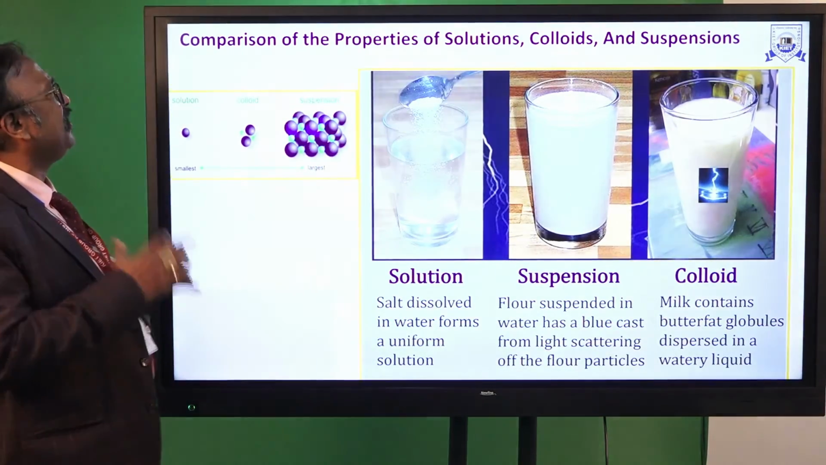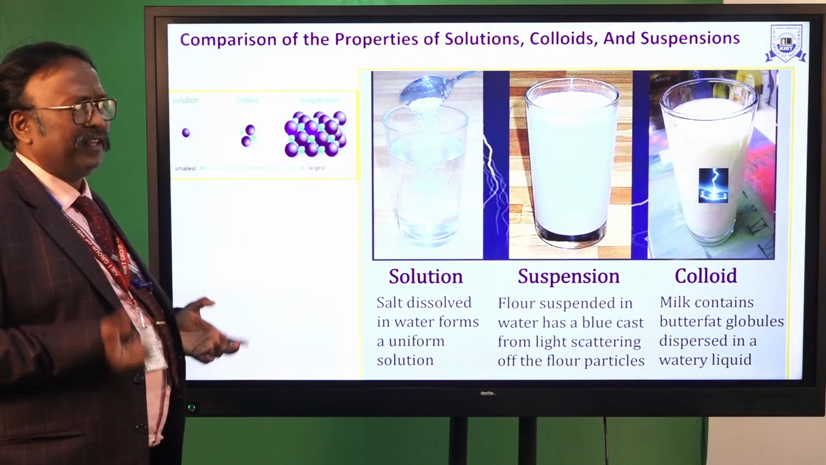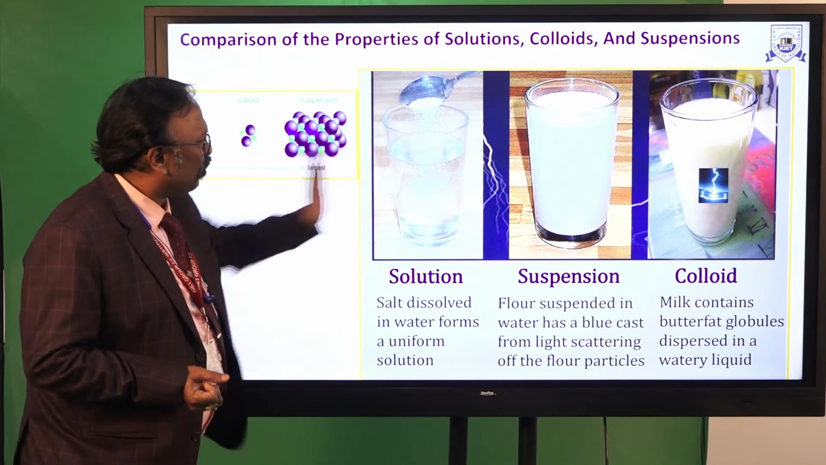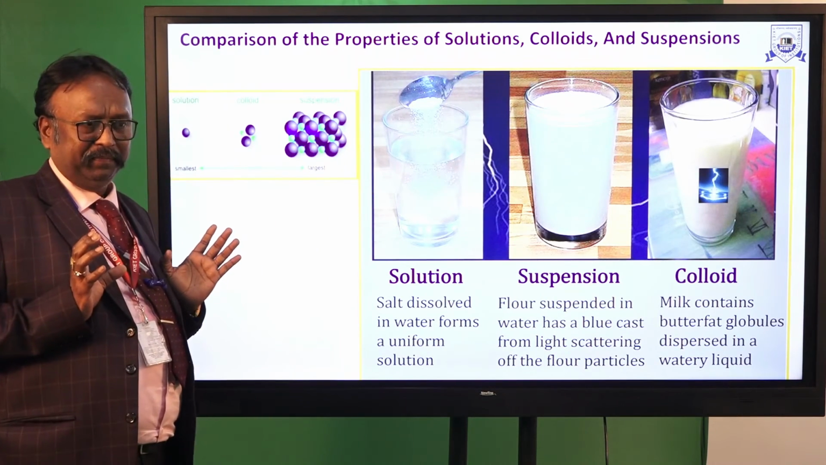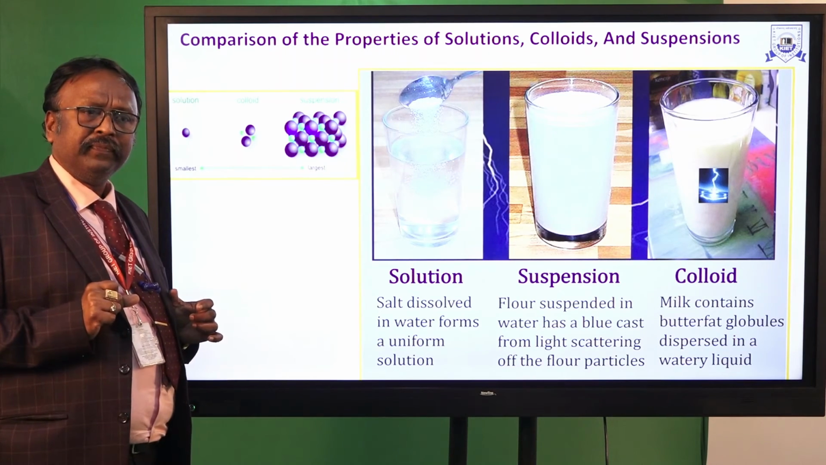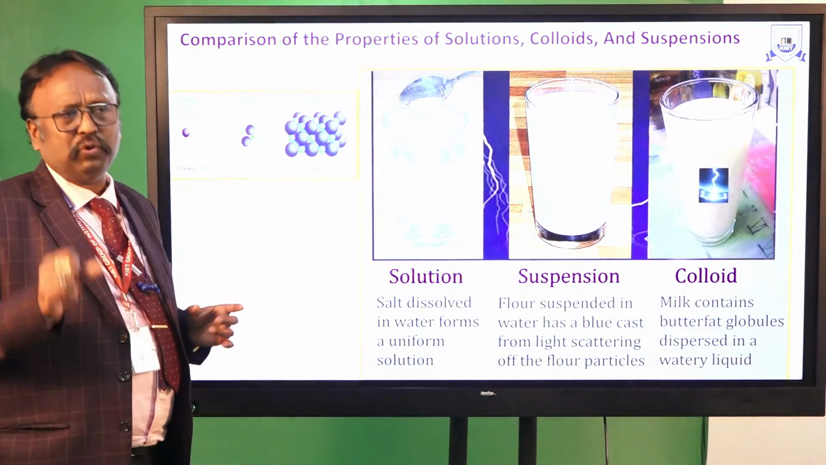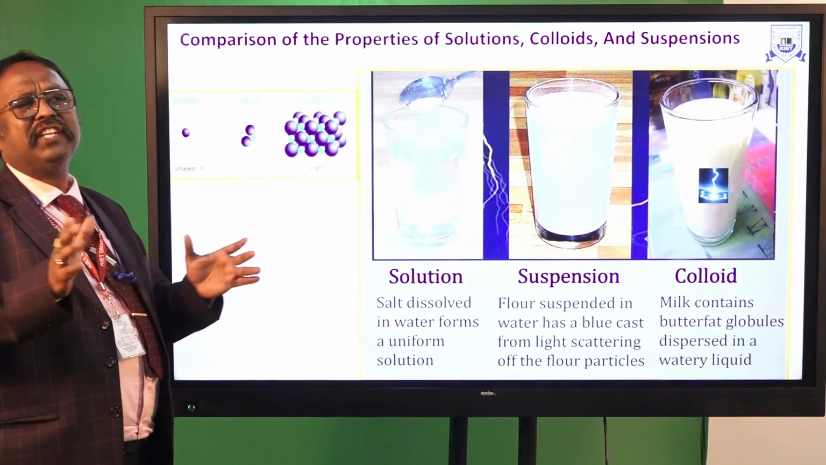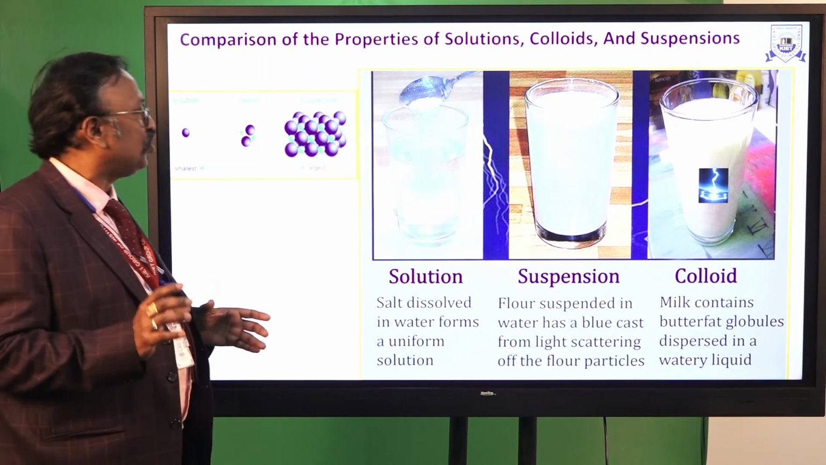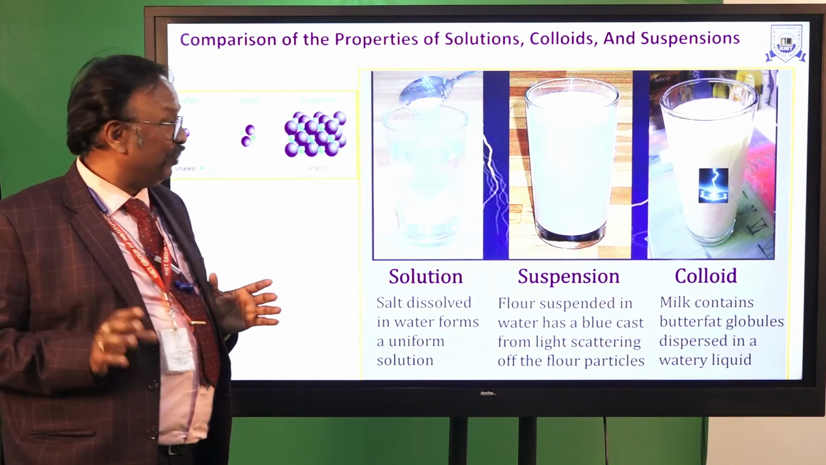Here is a comparison of the properties of solutions, colloids and suspensions. I already told you this is the solution. For example, you take a salt. That salt is dissolved in water to form a uniform solution, that is, the salt is freely soluble in water. We get a true solution, which is an example of a solution.